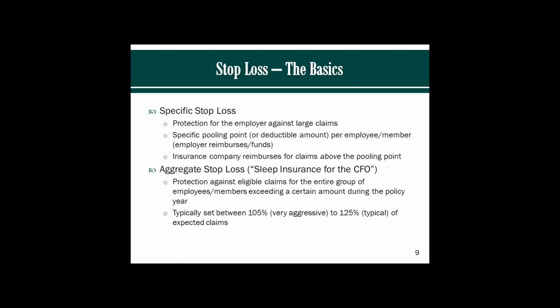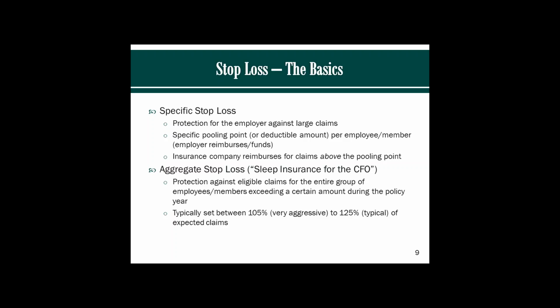Pooling points are also loaded into your fully insured plan. You're not probably aware of it, but Highmark or UPMC or a Cigna, if it's fully insured, will have a pooling point within your underwriting on your group plan. So they have the same thing. When a fully insured client is in a plan like that, the insurance carrier has a pooling point, and they usually have reinsurance built into their plan as well. So even if you're fully insured, your insurance company is buying stop loss on top of everything as well, just so you're aware of that.